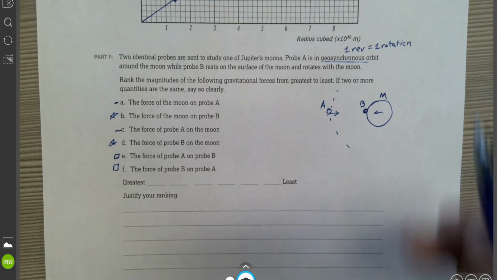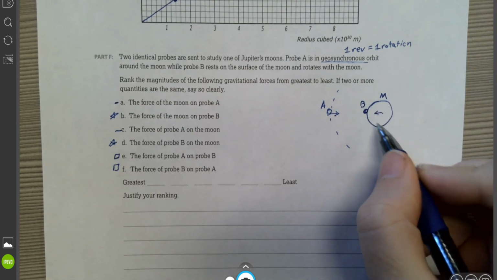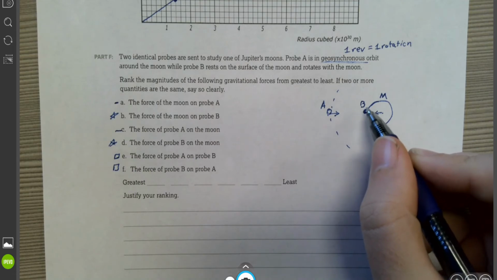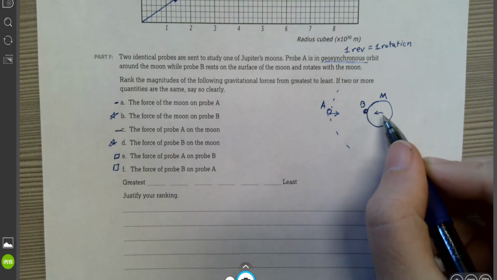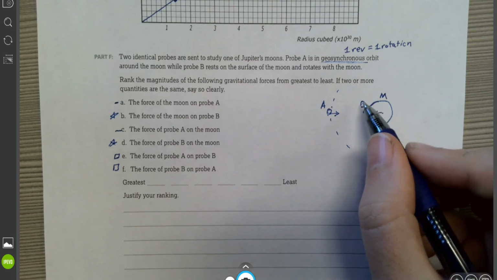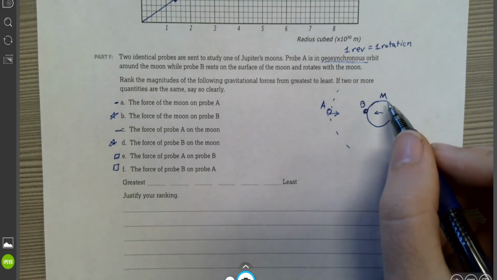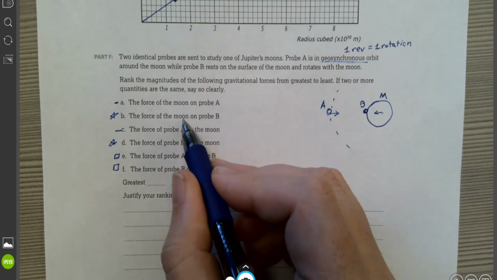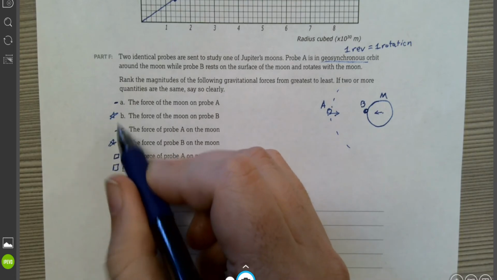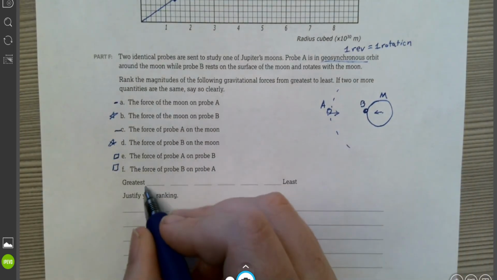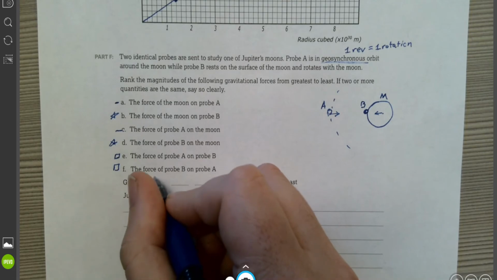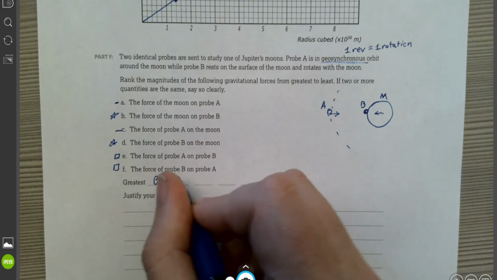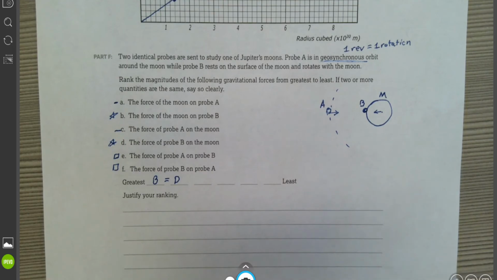I think that the strongest relationship, because the mass of the moon is really, really big, and the mass of the probe, even though it's really small, there's a really close distance between these two. So I would say that the ones with the moon on B and B on the moon, the ones that are starred, are going to be the strongest. So the greatest, we need to put B and we need to put D. And it doesn't really matter what order we put them in, because between the two, let's put an equal sign. So that shows that B and D are equal to each other.